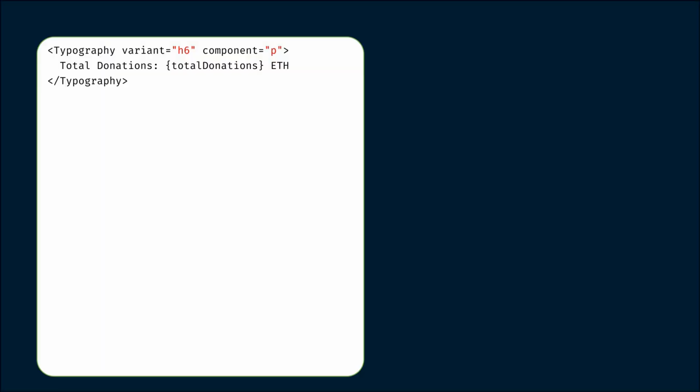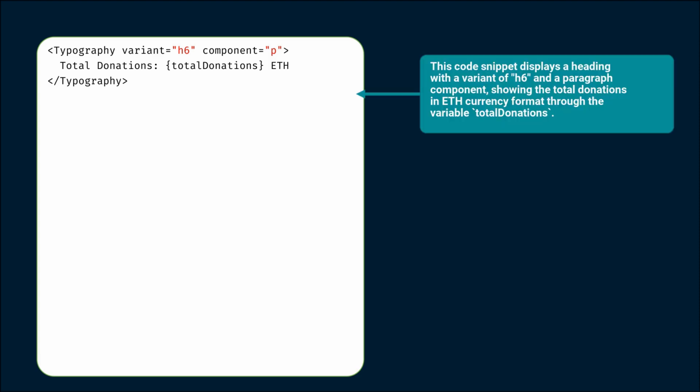Next, we'll implement the display for total donations within our application. To achieve this, we utilize the typography component from Material UI, which will render our total donation amount elegantly. We create a paragraph element that dynamically presents the total donations captured by our state variable. This ensures that users can instantly see how much has been donated to the fundraiser in real time.